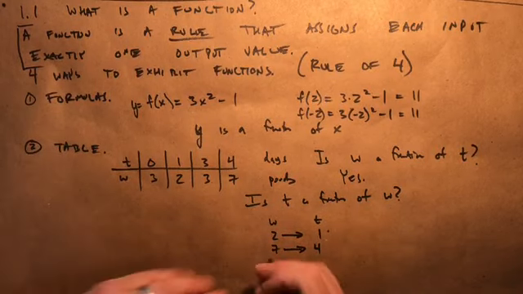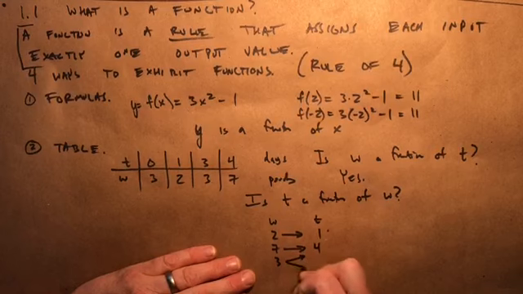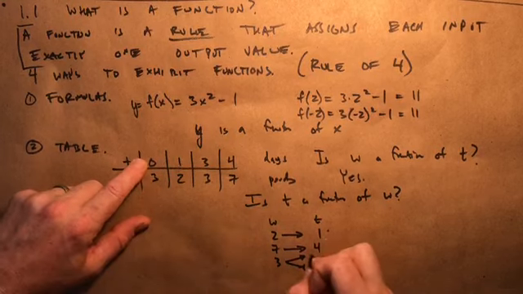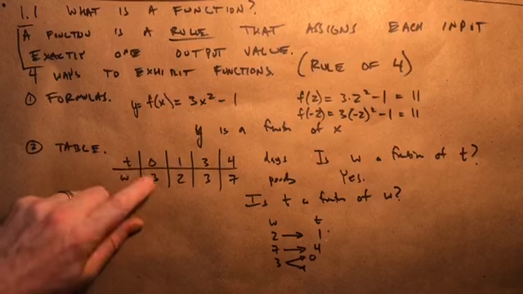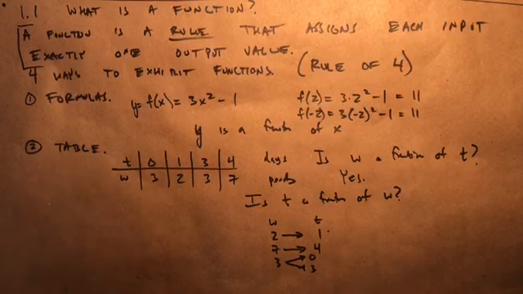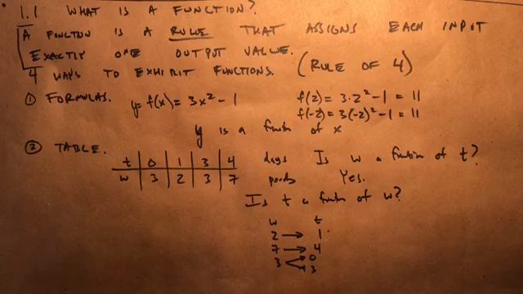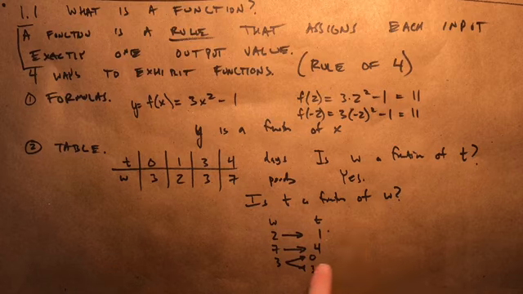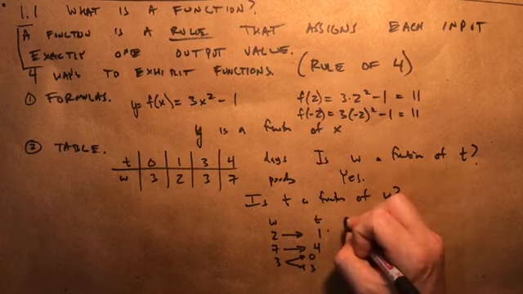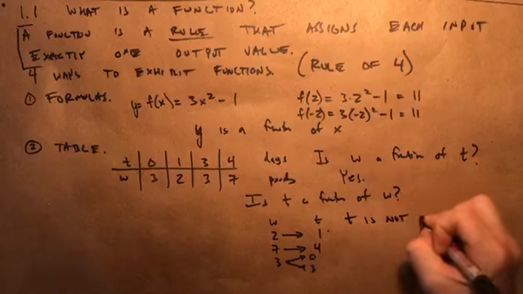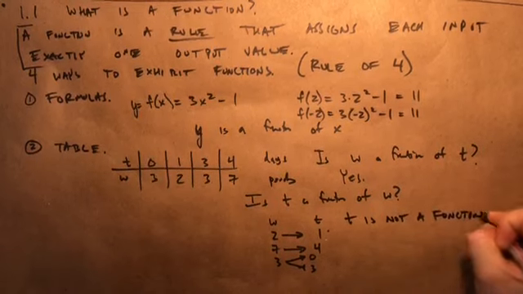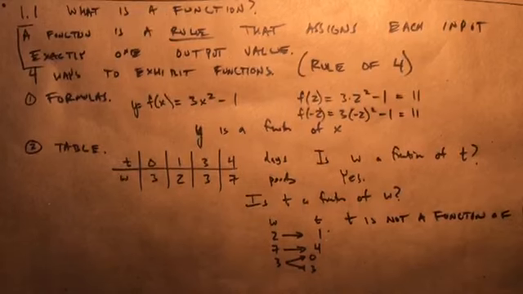But there's a problem. When w is 3, it doesn't send to uniquely one value. It sends to t equals 0 and t equals 3. When I input 3 pounds, that occurred on day 0 and on day 3. t is not a function of w. Okay, so that's formulas. Here's tables.